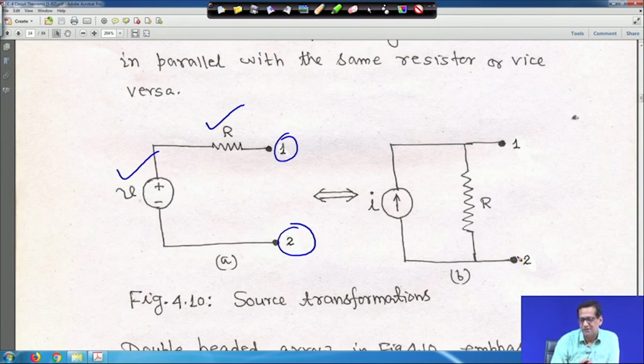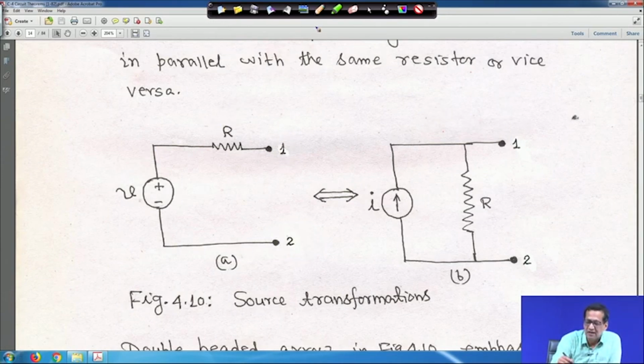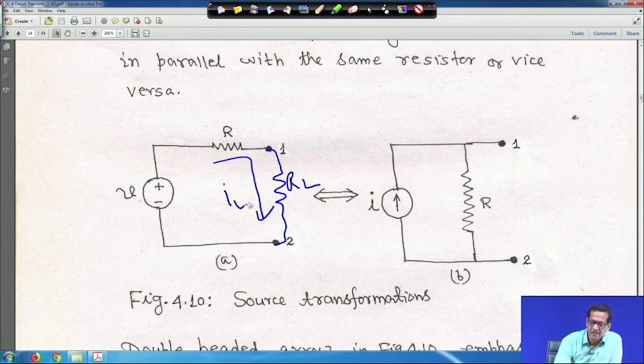Now, how are we getting from here to here, and what is the VIR relationship, what is equal to I? Everything is given at the bottom, but let us see how we can do it. Suppose I connect a resistance RL here. We generally call RL a load resistance. Suppose the current through this is IL.